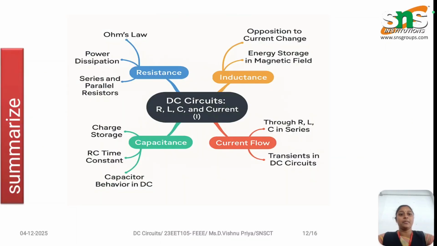And this is the mind map of DC circuits: RLC and current, how Ohm's law is incorporated in DC circuits, power dissipation, series and parallel resistors, charge storage devices, the RC time constant, capacitor behavior and opposition. What the inductor's purpose is, is explained in this mind map.